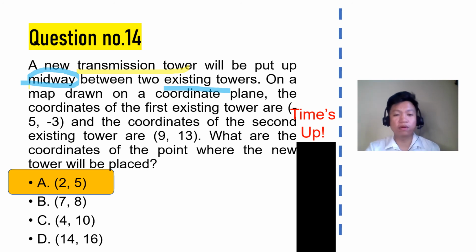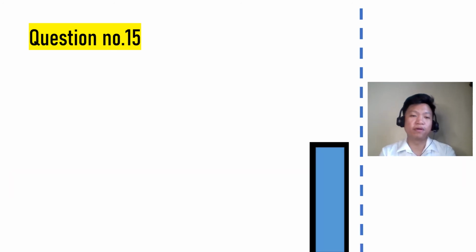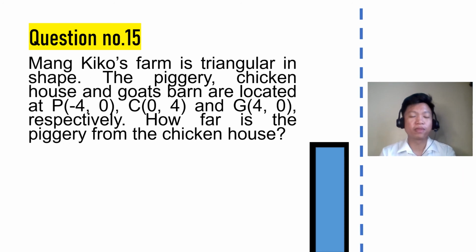So, given the coordinates of the two towers, negative 5, negative 3, and 9, 13, ang gagawin nyo lang dito is gamitan nyo ng midpoint formula, substitute the values, at lalabas na tong ating coordinates for the new transmission tower, which is 2 and 5. So, ganun lang yung kadali. Just about analyzation muna ng ating problem. Okay, so ito na. Last question na tayo.